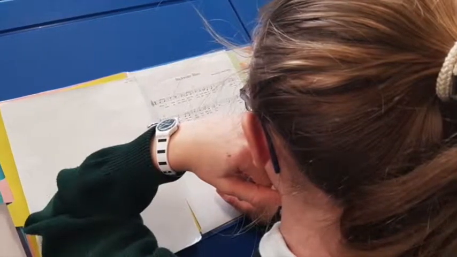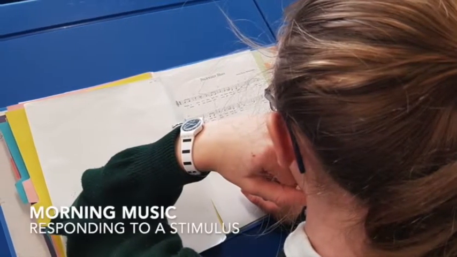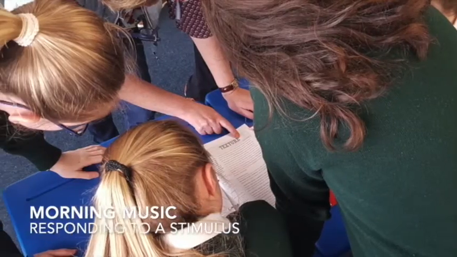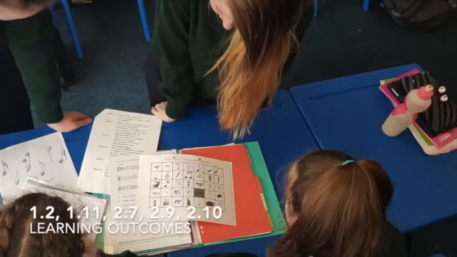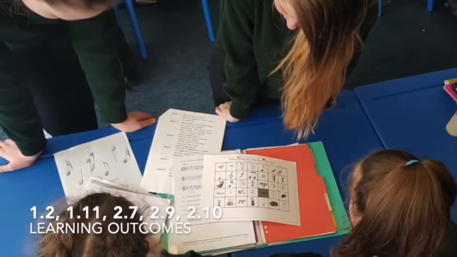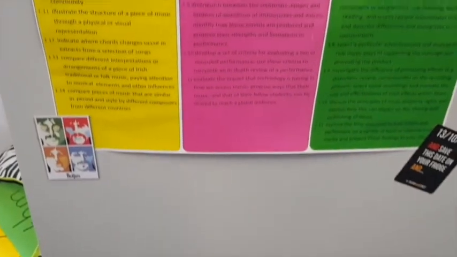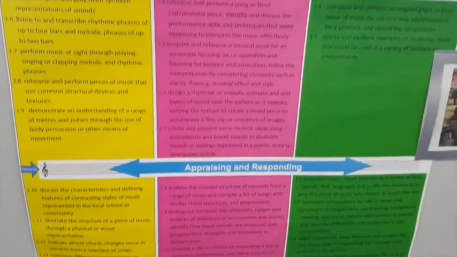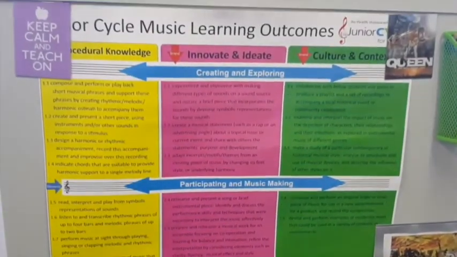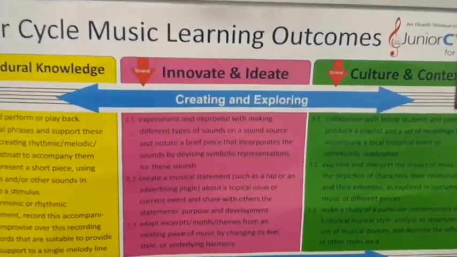Our unit of learning culminated in a group composing project called Morning Music. We engaged with Learning Outcomes 1.2, 1.11, 2.7, 2.9, and 2.10. We did this by listening to morning music by Grieg, Britten, and Haydn. We appraised and responded to these pieces.